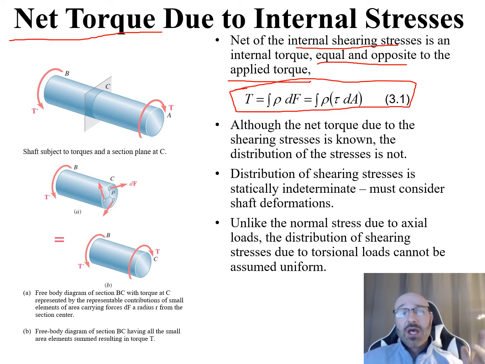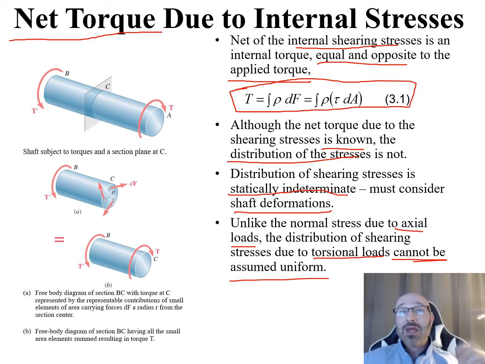Now, although the net torque due to the shearing stresses is known, what is not known is the distribution of these stresses. The distribution of these stresses is what we call statically indeterminate. If it's statically indeterminate, that means we must consider that there are going to be some shaft deformations. Unlike the normal stress due to axial loads, the distribution of shearing stress due to these torsional loads cannot be assumed to be uniform. That's an assumption we made a lot before when we were talking about axial loads and normal stresses. We can't make that same assumption now with shearing stresses and torsional loads.